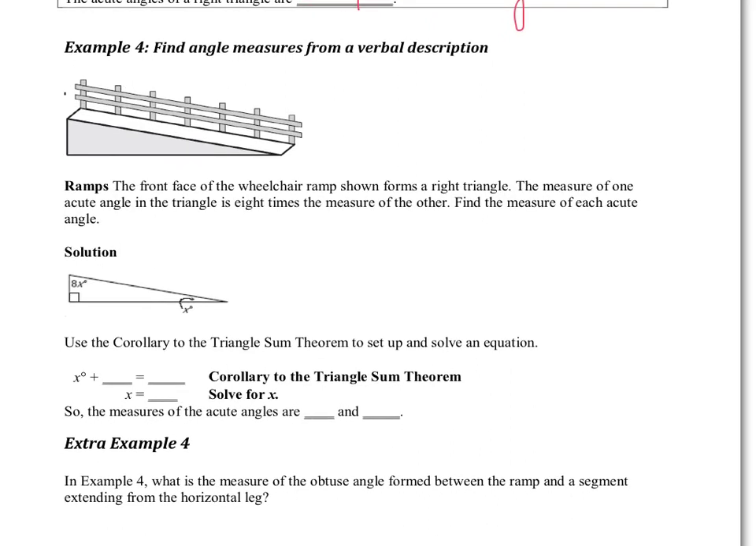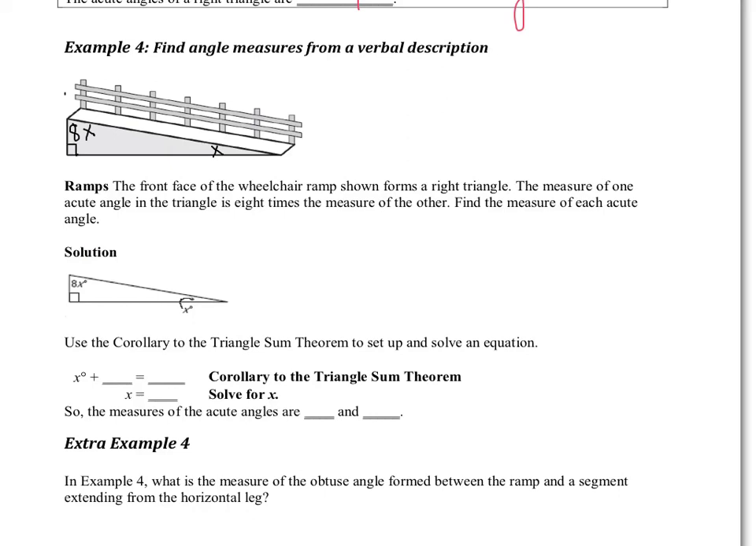Example 4 here. Find angle measures from a verbal description. The front face of the wheelchair ramp shown forms a right triangle. The measure of one acute angle in the triangle is 8 times the measure of the other. Find the measure of each acute angle. So what that's saying, if one of these angles is x, the other one's 8 times as big, so that other one's 8x. And this is a right triangle, so I can put that there.